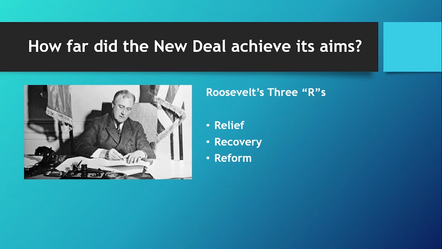With recovery, you could focus on the stubborn problem of unemployment. And with reform, well, was capitalism saved by tightening the regulations on banks and the stock exchange? How effective were union reforms or welfare reforms?